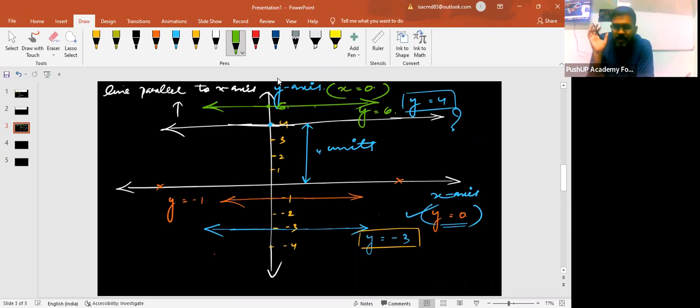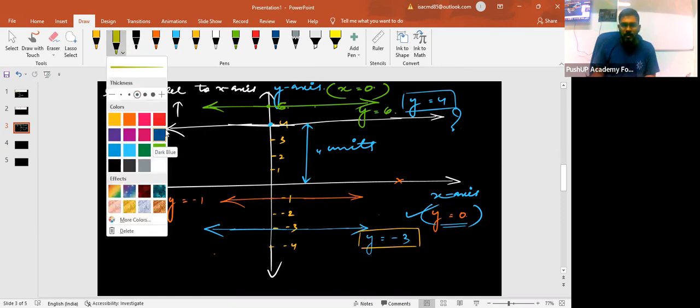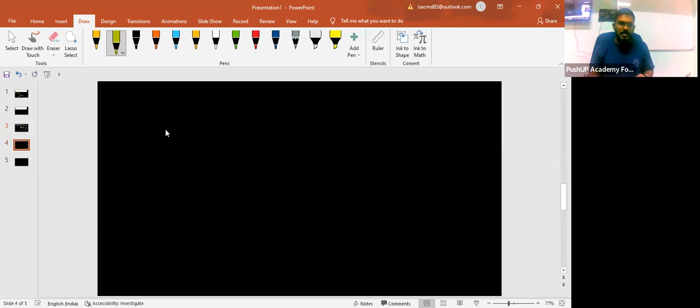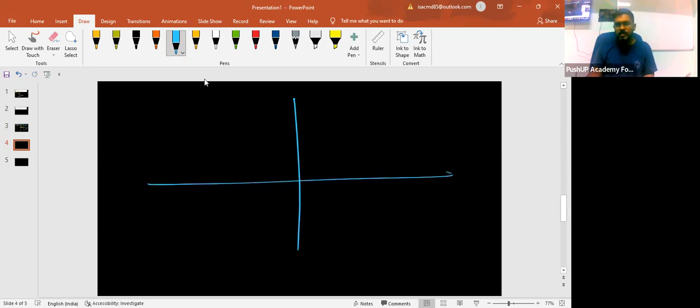All right. Milan, tell me what is the equation of this line? What is the equation of this line? Y is equal to 1. Easy. Now let's learn what would be the equation of those lines which are passing through the x-axis and parallel to the y-axis.